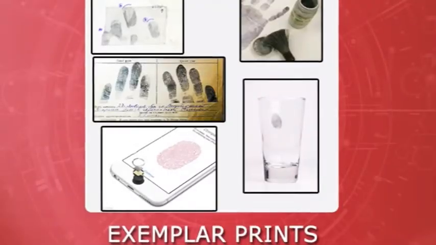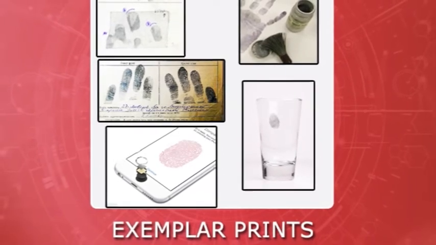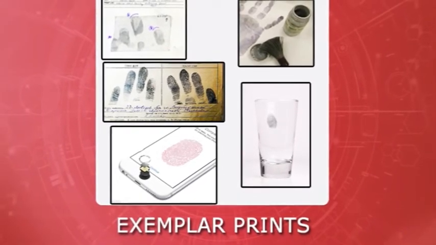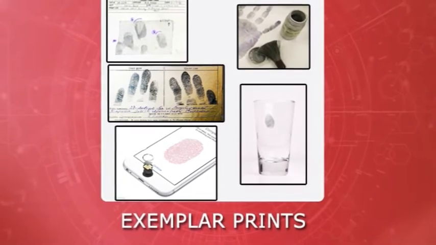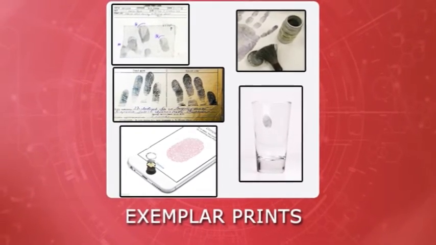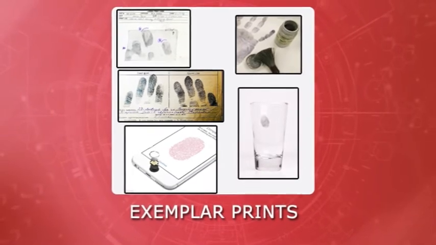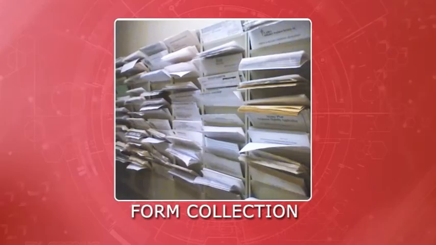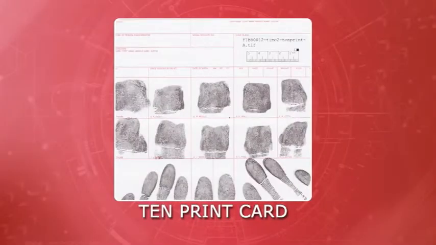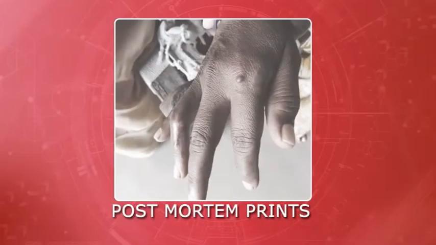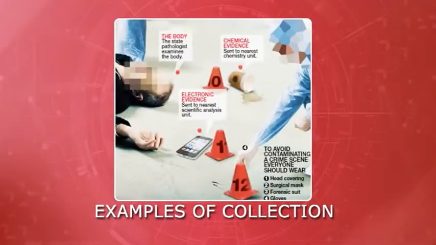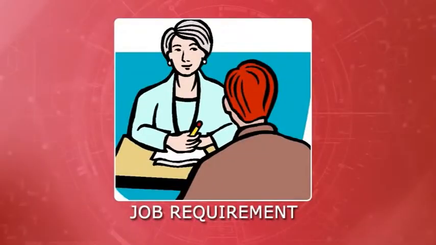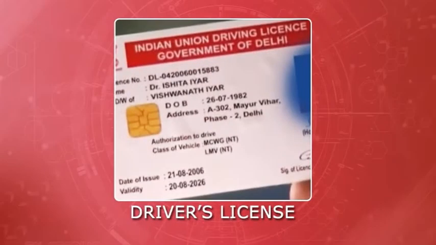Exemplar prints. It is the intentional recording of friction ridge skin from a known individual in a controlled environment for documentation, classification or comparison. Few examples of exemplar prints are as follows. Form collection, 10 print card, major records, postmortem prints, examples of collection, arrest, military record, job requirement and driver's license.